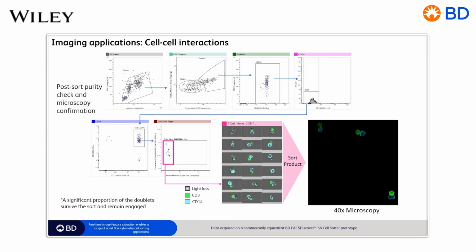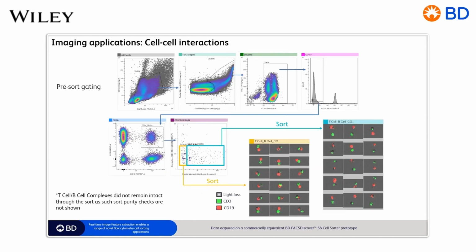And you can actually see that here with the B cells. This is a B cell and a T cell, kind of very similar gating strategy, but when I sort these, they don't survive the sort.